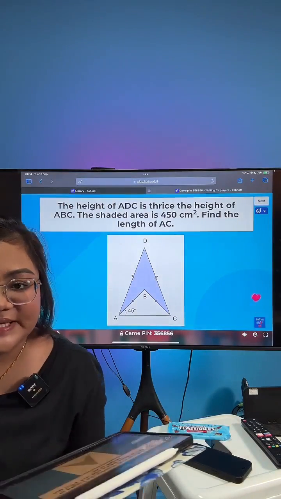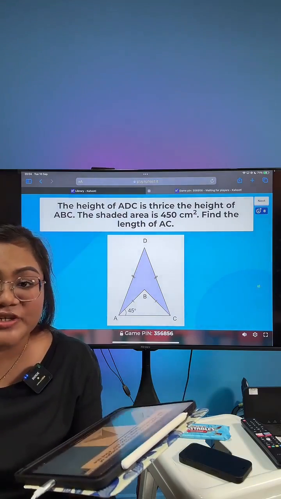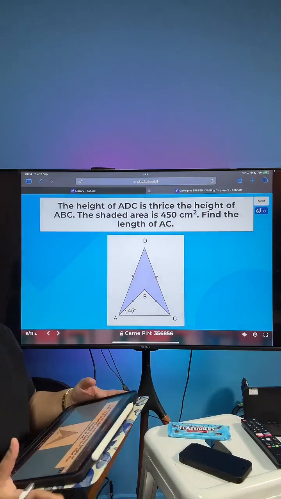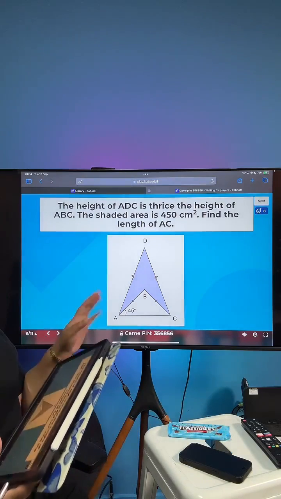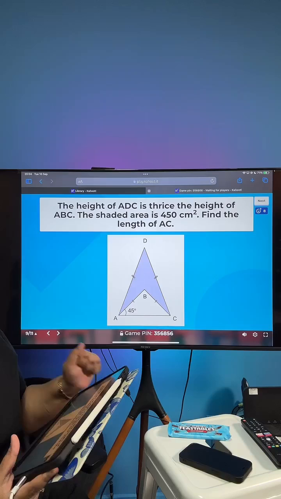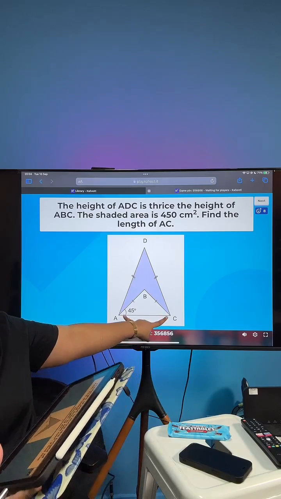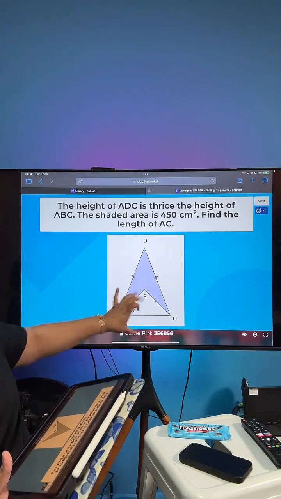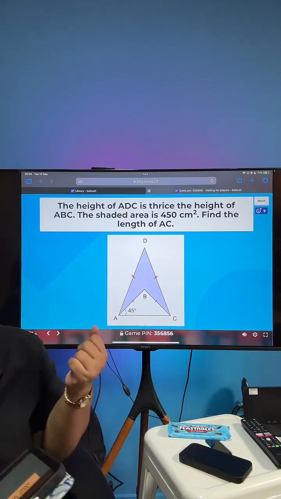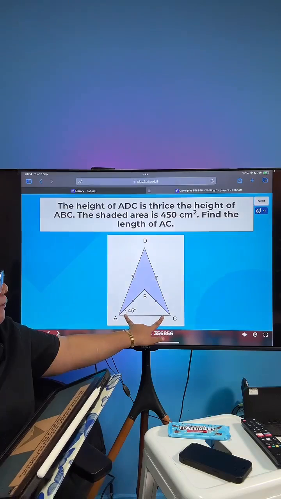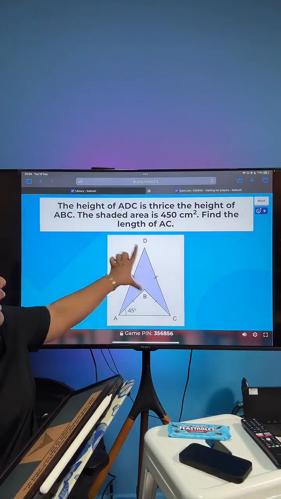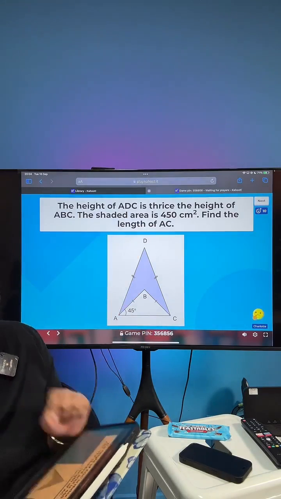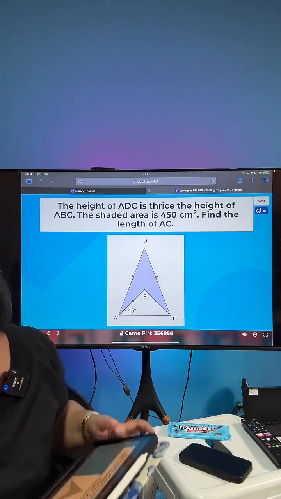Okay, some of you are saying that 2 units is 450. You are right. Everybody able to see why 2 units is 450? The first point that you have to remember is that the base of ABC and the base of the bigger triangle ADC is the same. So if the base is the same, the ratio of the heights will be equivalent to the ratio of the areas. Okay, this is primary 6 math.